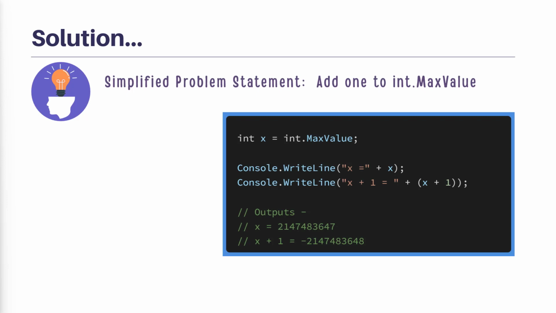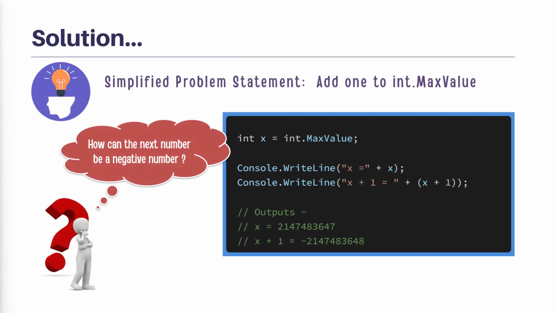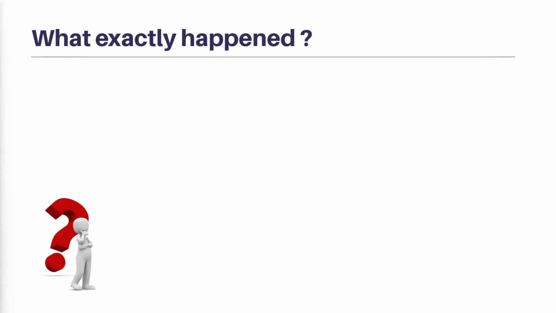As we can see there, the result of the addition is negative. We know that integer.max value is a positive number. So how can the result of adding 1 to a positive number be negative? How is this possible? Let's try to understand the answer to this question.